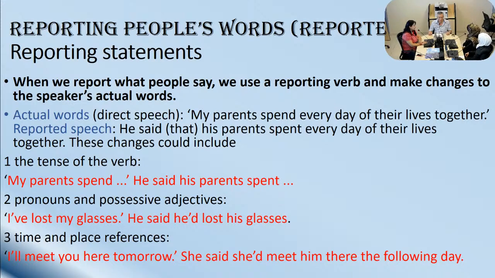So what did we change here? The place reference here becomes there. Tomorrow becomes the following day. Because she said, we changed the pronoun according to the pronoun in she said. She is a female person, so I becomes she. And she said is in the past, so we use the past of the verb in the sentence. Here the auxiliary verb will has become would, she would meet him there. Tomorrow is changed to the following day.